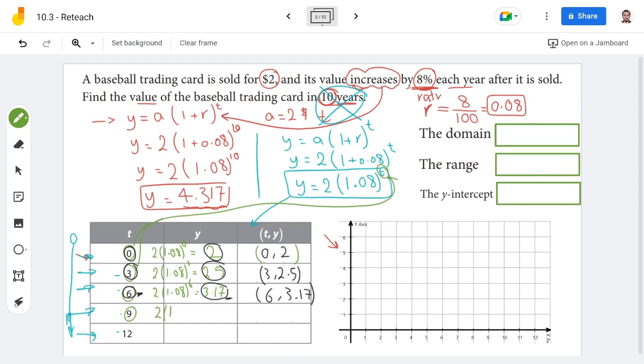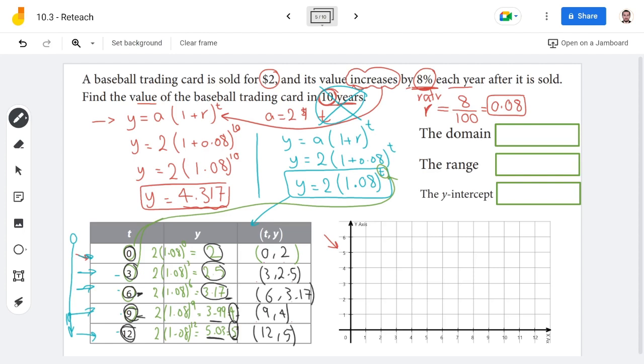So 2 times 1.08 to the power of 9. Then we have 1.08 to the power of 12. Now let's find the answer for all of this. Let me find them fast. The first one is 3.99, which is equal to 4, just rounded. The next is 5.03, which is 5. So now the first coordinate is 9 and 4, and this coordinate is 12 and 5.